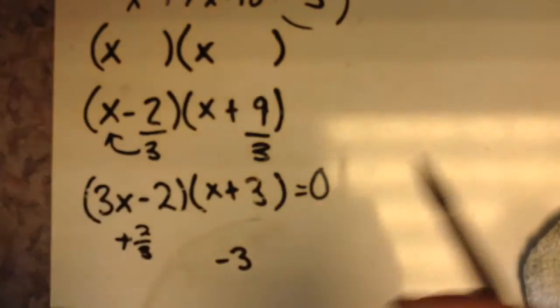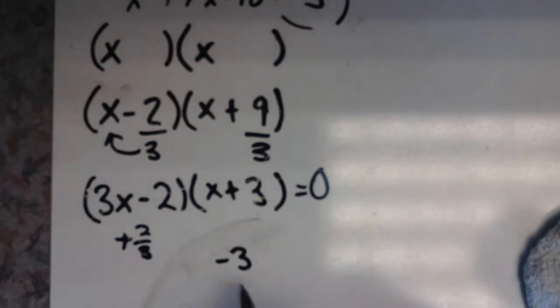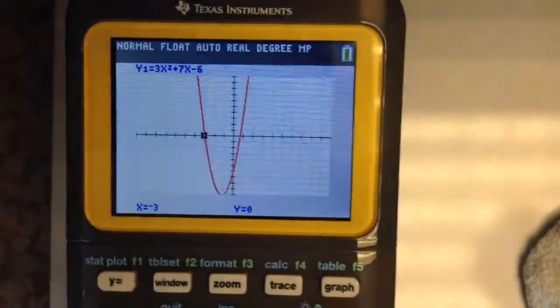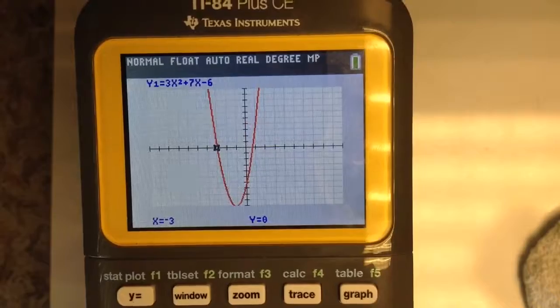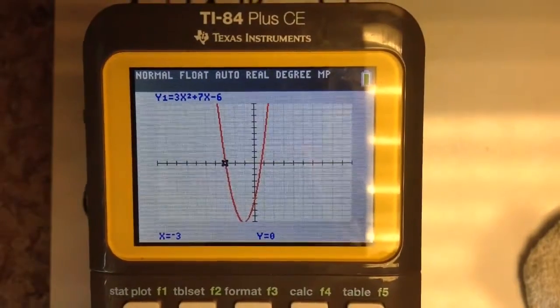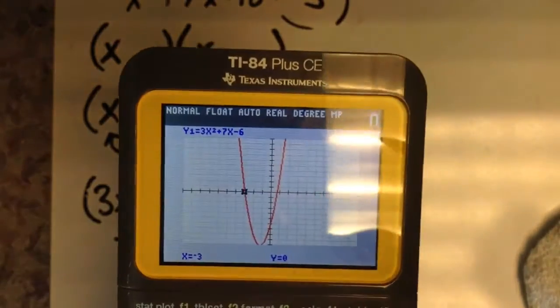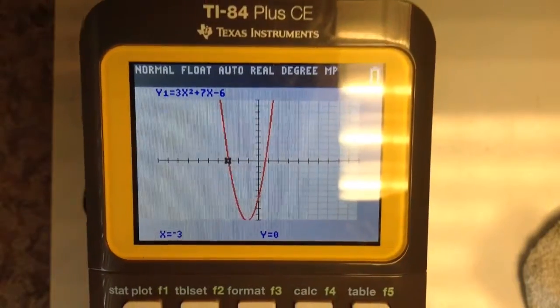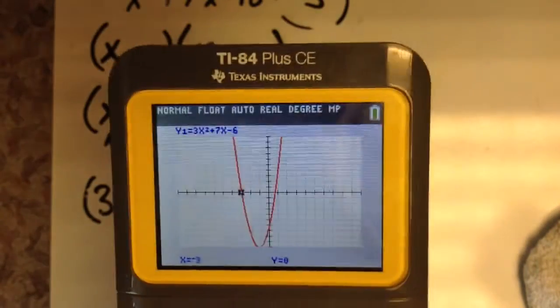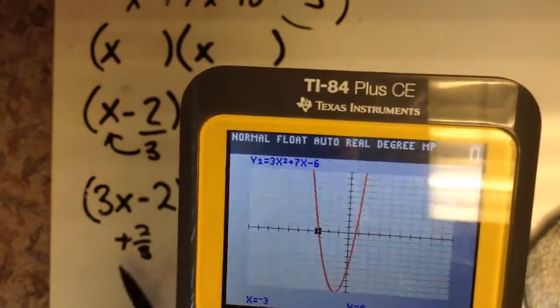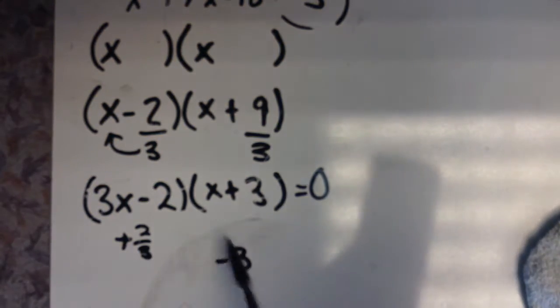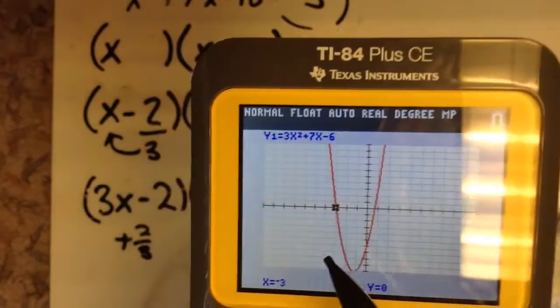And the other one, x is -3, we see here that at x is -3, y equals 0, too. That is our other x-intercept. That is the relationship between the graph, between these two solutions to this expression and the graph.